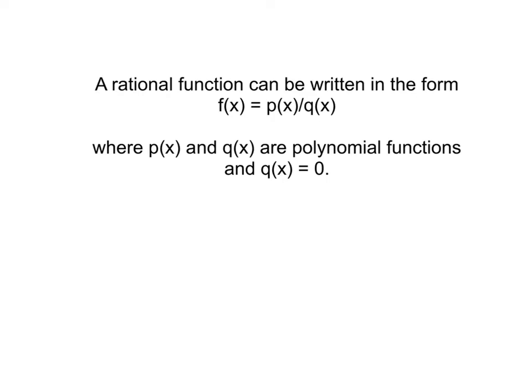Today we're going to learn about the vertical asymptotes of rational functions. So first, let's define a rational function. A rational function can be written as p of x over q of x, where both p and q are polynomial functions and q of x cannot be equal to 0. So a rational function would be a polynomial function over another polynomial where the denominator is not equal to 0.